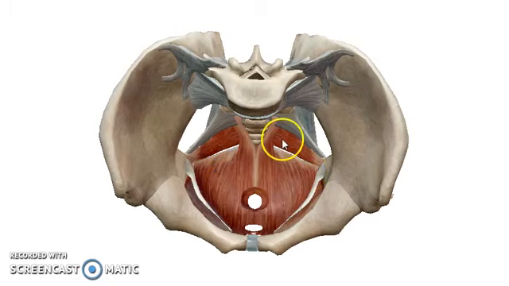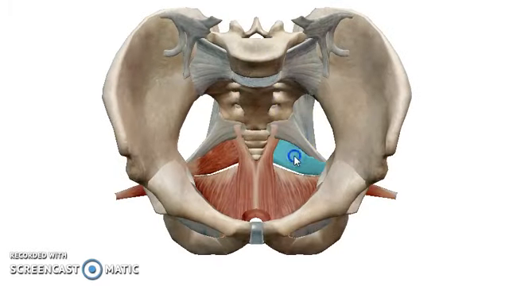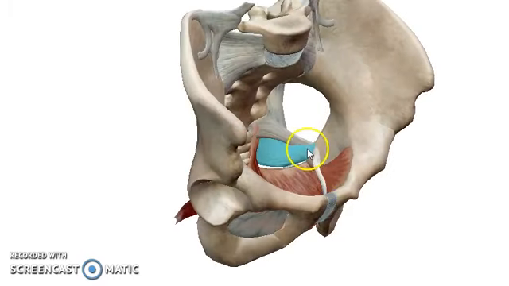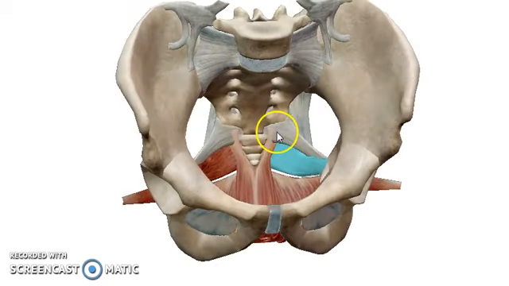Now we can go posteriorly to look for the coccygeus muscle. As we see, regarding its origin, we can rotate the pelvis like this. It originates from the pelvic surface of the tip of the ischial spine, and it will pass medially like this to be inserted in the last piece of sacrum and the side of the coccyx, and its name will be coccygeus muscle.